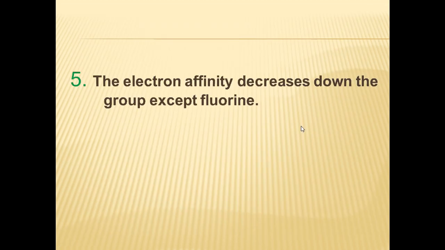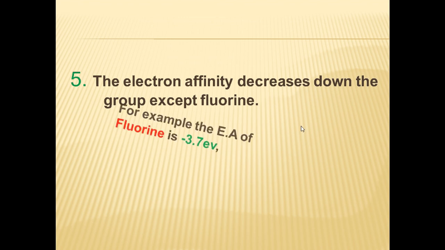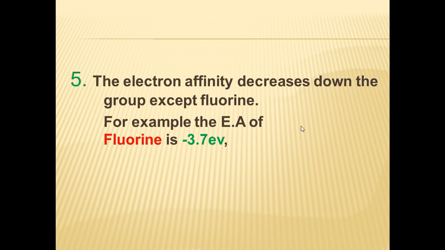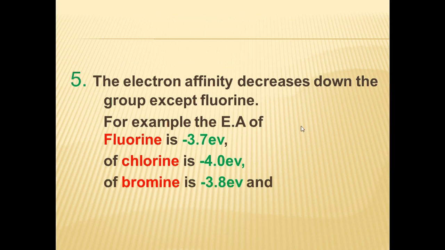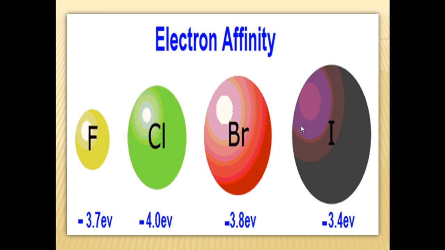The electron affinity decreases down the group except fluorine. For example, the electron affinity of fluorine is minus 3.7 electron volt, of chlorine is minus 4.0 electron volt, of bromine is minus 3.8 electron volt, and of iodine is minus 3.4 electron volt. Look at this slide on which electron affinity of halogen family is shown.